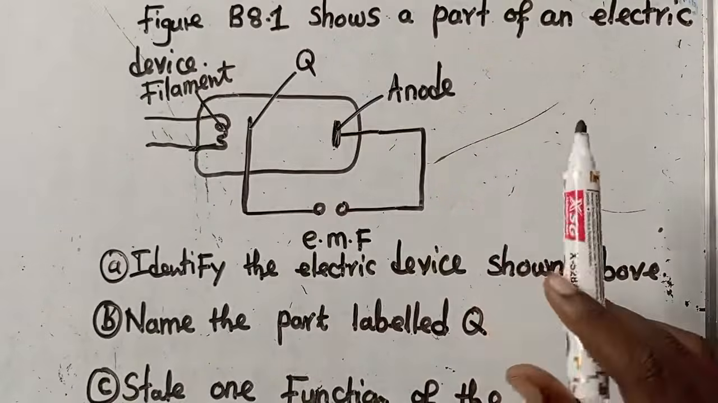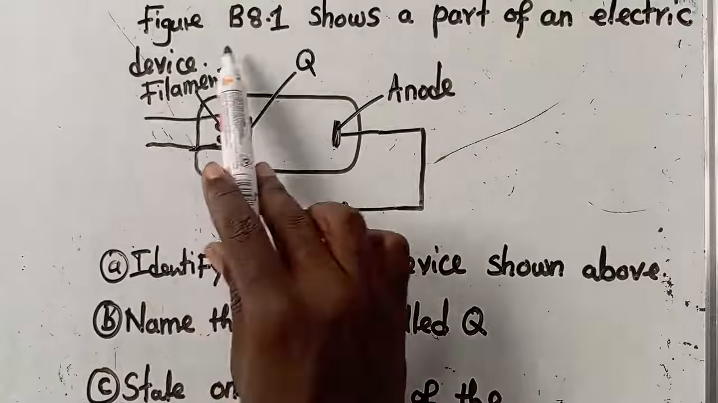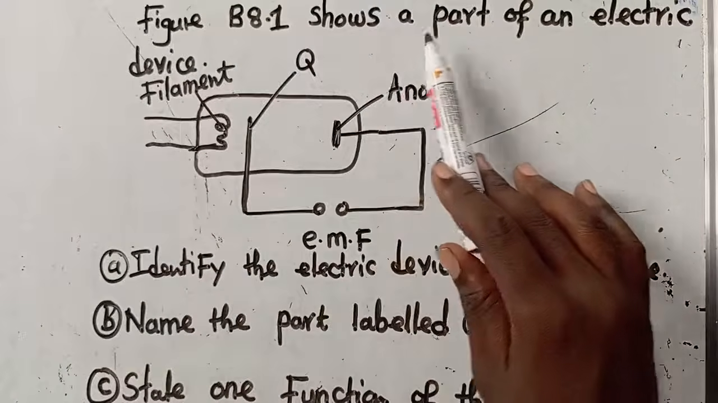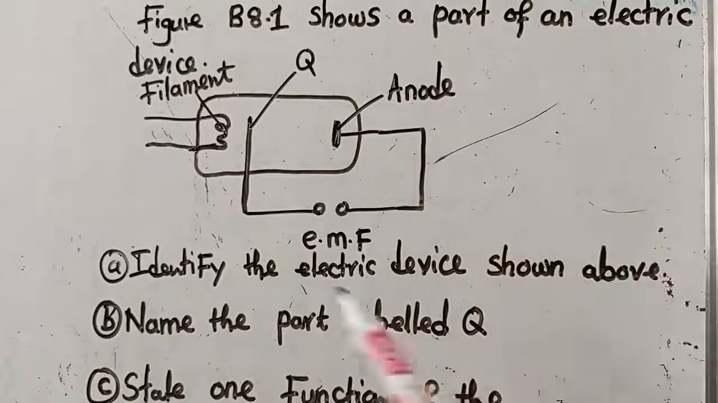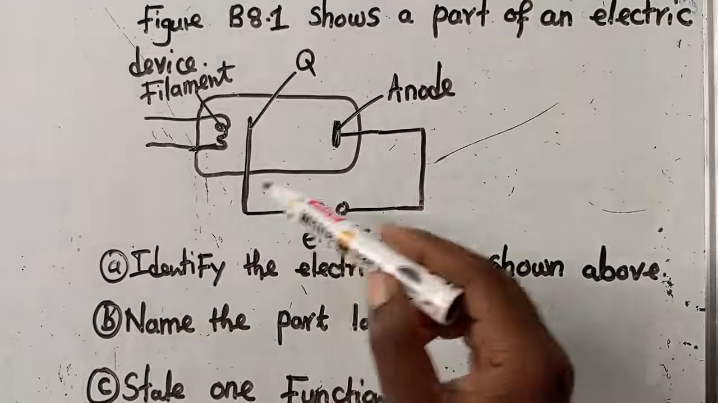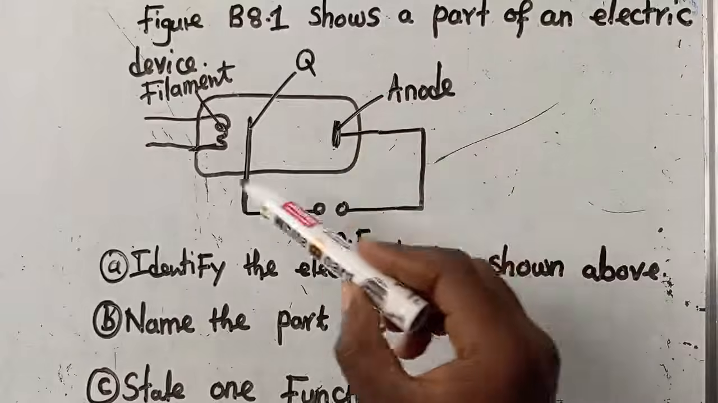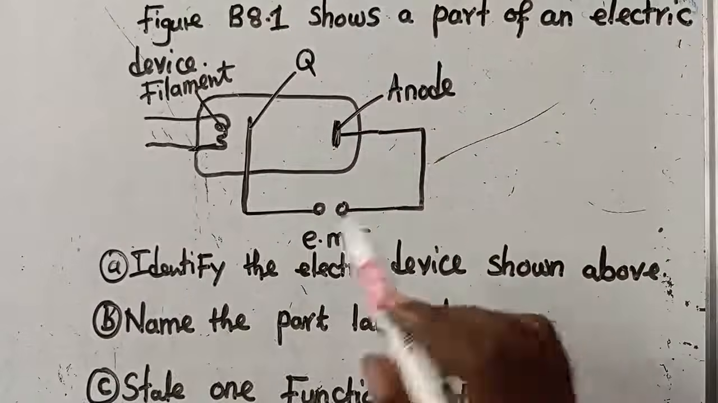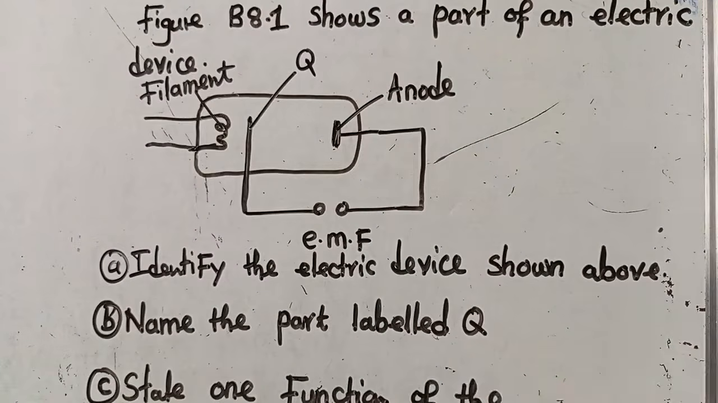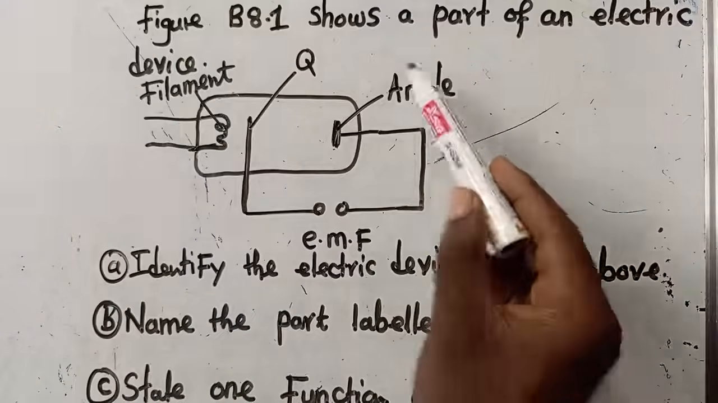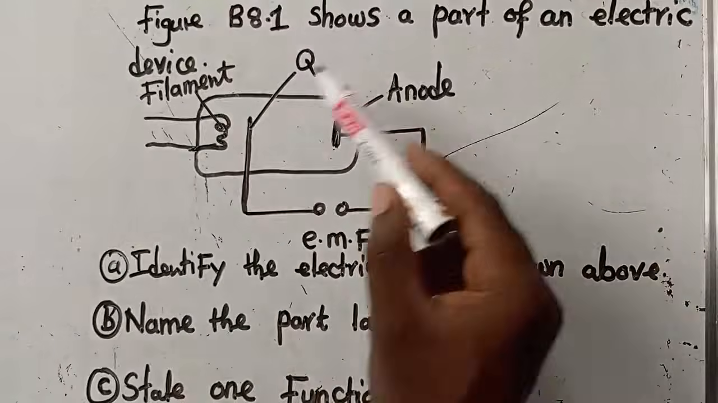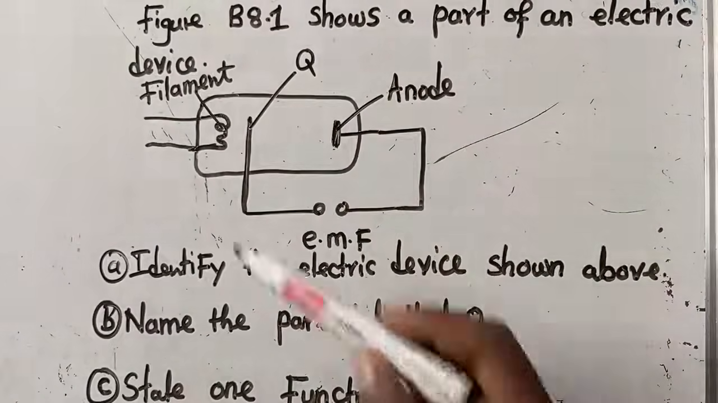Let's see how we can answer this particular question. Figure B8.1 shows a part of an electric device. So this is an electric device that is shown here. Straight away, I'll go into the questions so that we can answer this in a short period of time. Identify the electric device shown above. They want us to identify this electric device that is shown above.